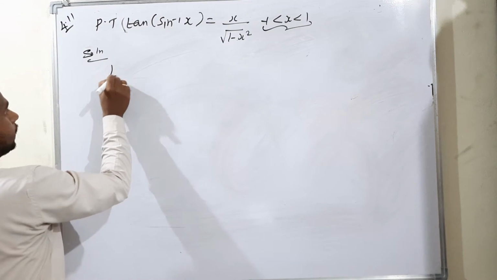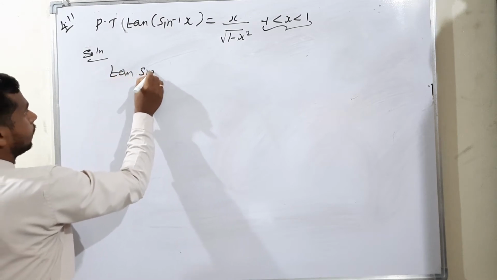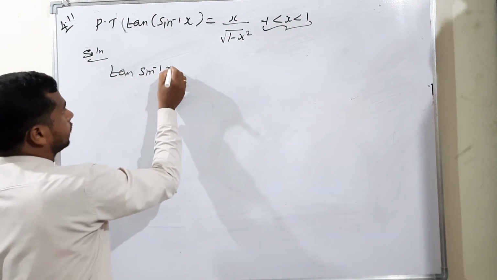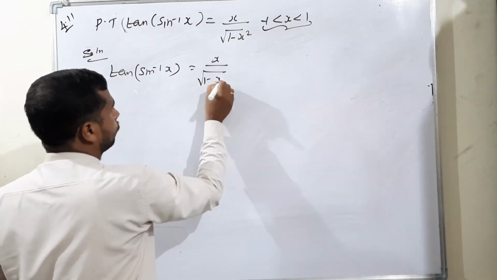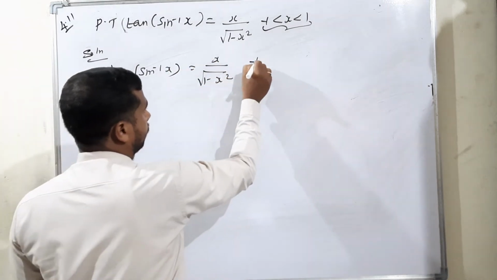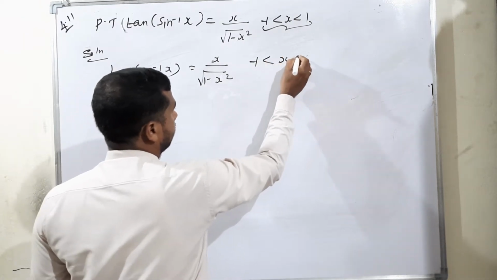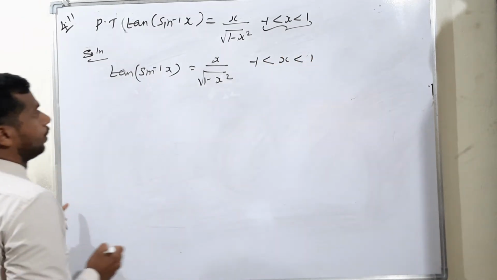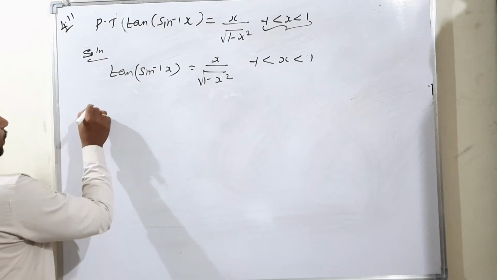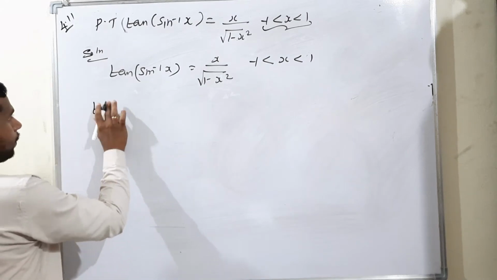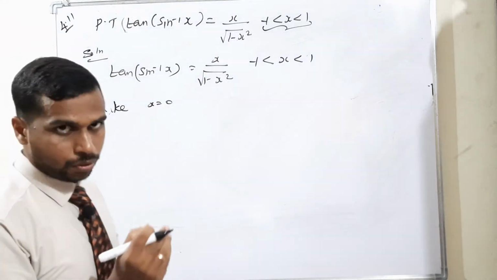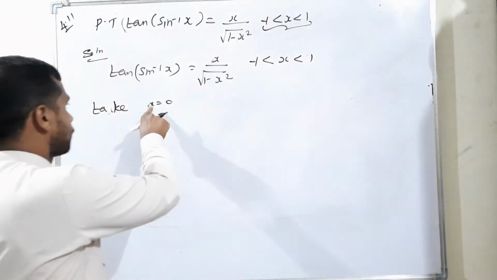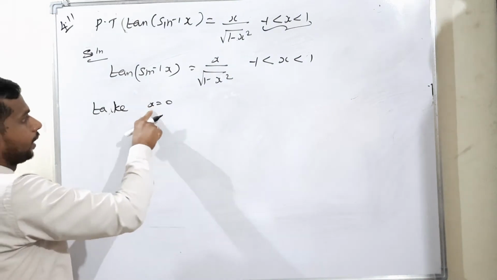First is the solution. What is the given condition? Tan sine inverse x is equal to x by square root of 1 minus x square. Important condition: minus 1 less than x less than positive 1. So, first one, take x is equal to 0. Why? Because minus 1 to 0 is also one condition. That is why for the first statement I have considered x is equal to 0.